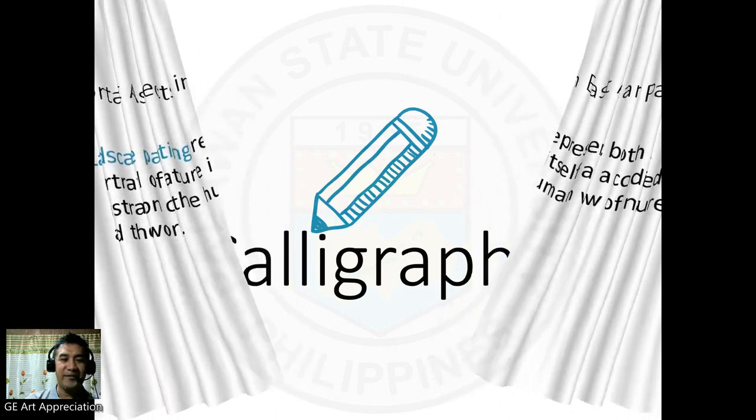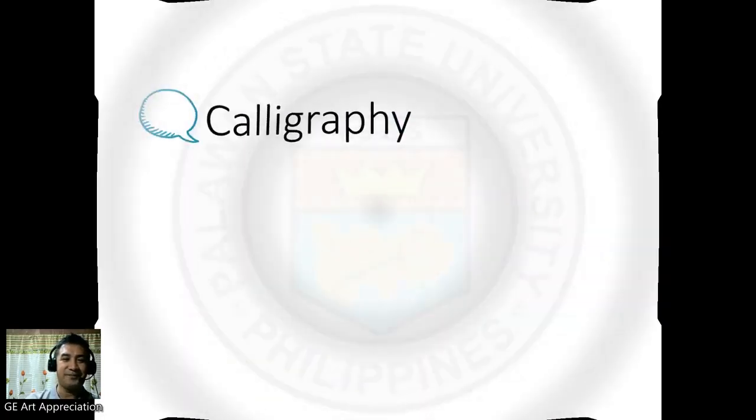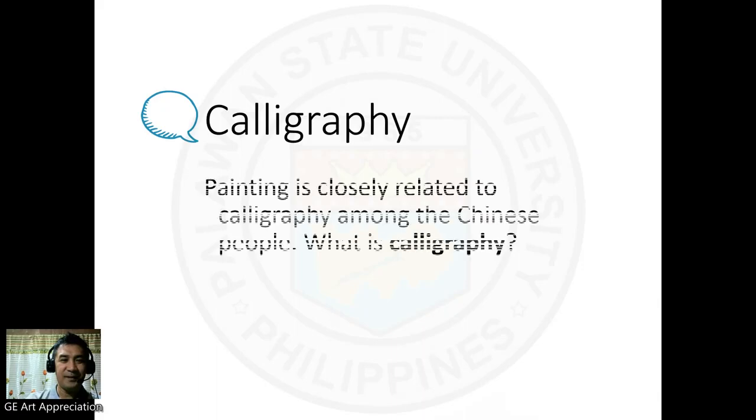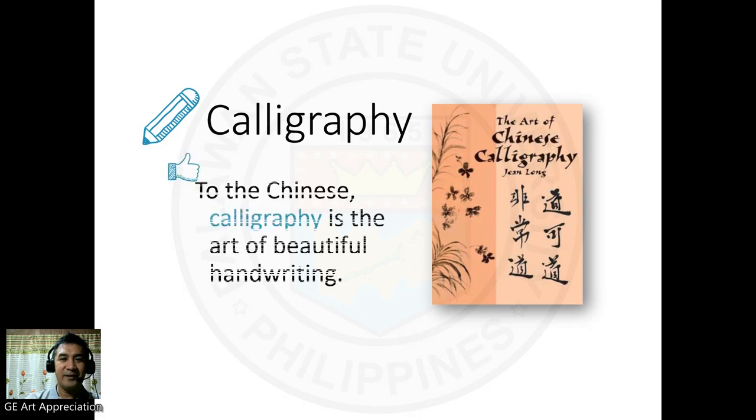Okay, let's have calligraphy. Okay, what is calligraphy? Ano ba itong calligraphy? To the Chinese, calligraphy is the art of beautiful handwriting. Okay, so this is the art of Chinese calligraphy, yung kanilang handwriting.